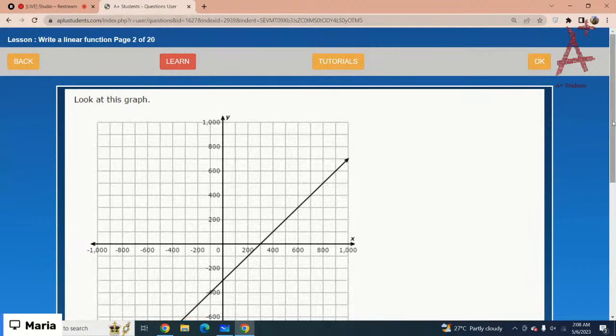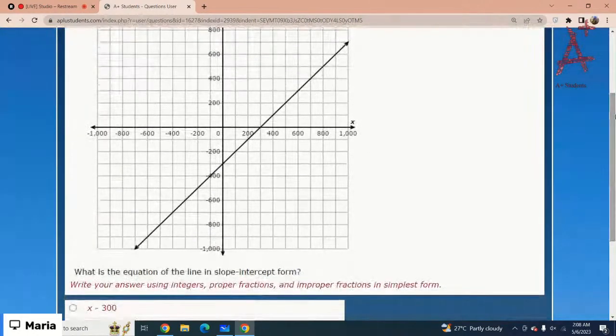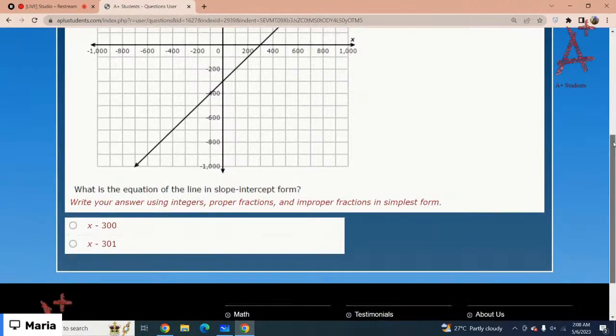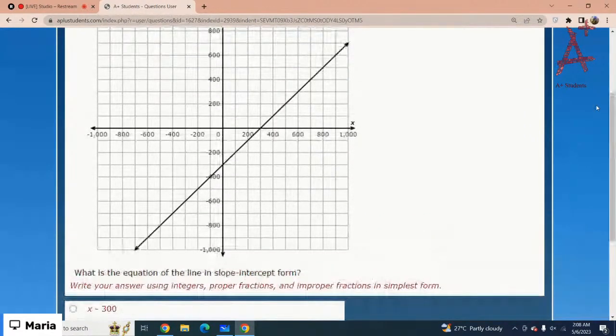Okay, the next one is, here is the graph. You have to find the y-intercept and you have to find the equation. So look at the y-intercept. Here is the point where the graph is touching the y-axis. It would be negative 300. So you can directly find the equation from here. Just look at the options.